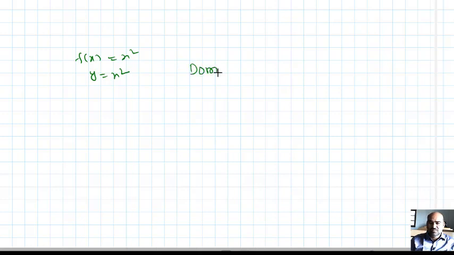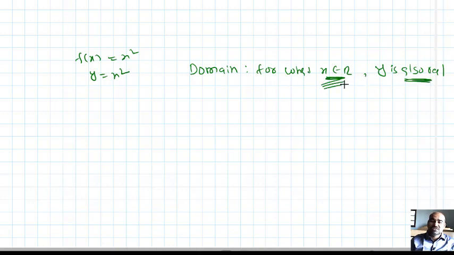Domain means for what x belongs to real, y is also a real number. What real x, y also real, such x is called domain of the function. Domain means what x, that is also real number, so that y also becomes a real number.